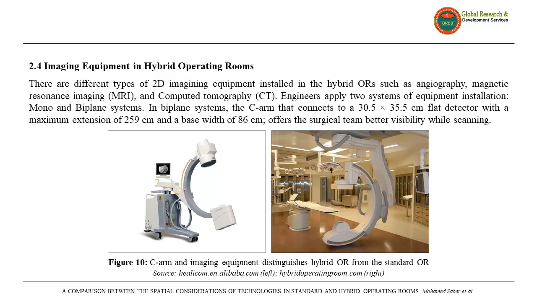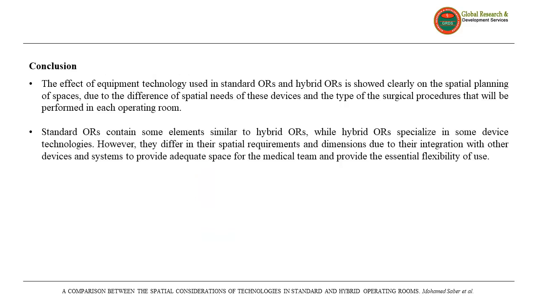The special equipment inside the hybrid operating rooms is the imaging equipment. Engineers apply two systems of equipment installation, mono and pipeline systems. In pipeline systems, the C-arm that connects to a 30.5 by 35.5 centimeters flat detector with a maximum extension of 259 centimeters and a base width of 86 centimeters offers the surgical team better visibility while scanning.